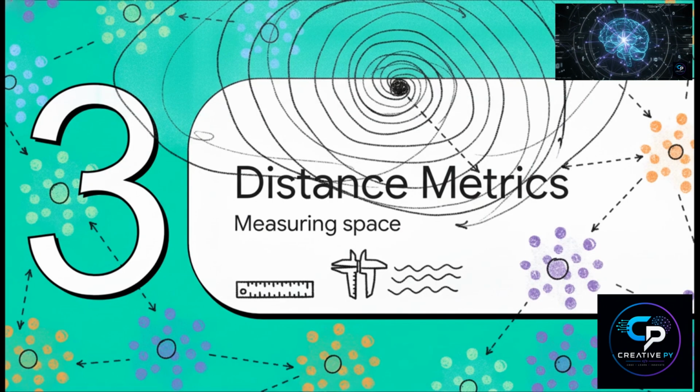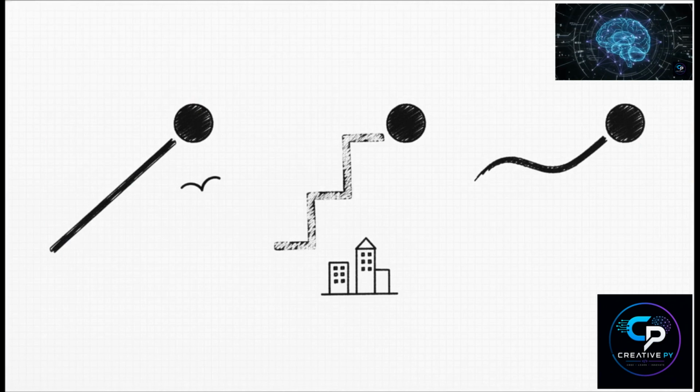Section 3. Distance metrics and K-values. Now, all of this begs a massive, fundamental question. How does the computer actually know what the word close really means? It turns out close can mean a few different things. To calculate distance, KNN relies on these essential metrics.